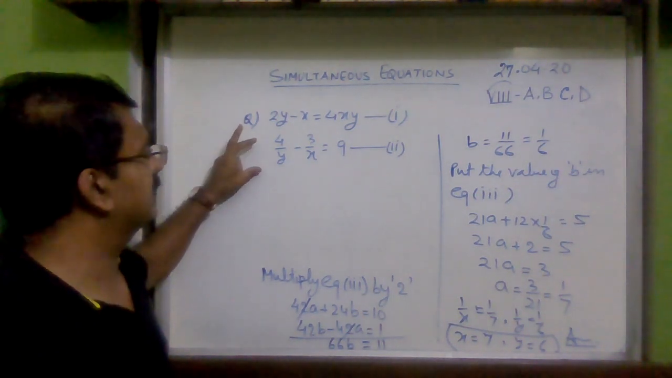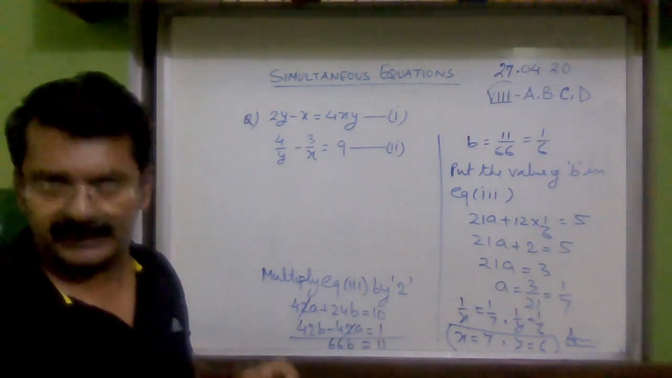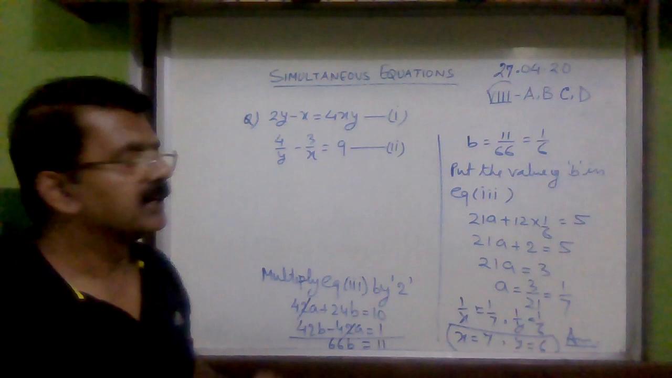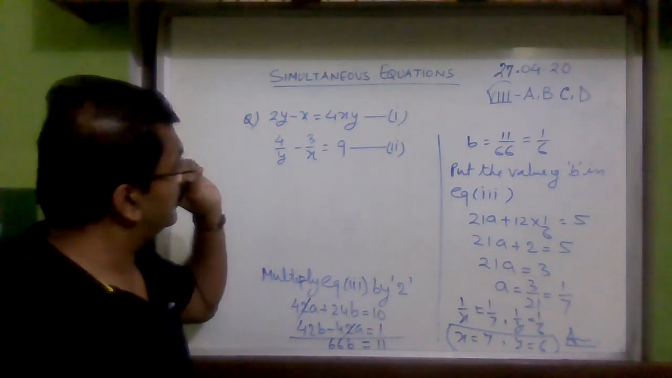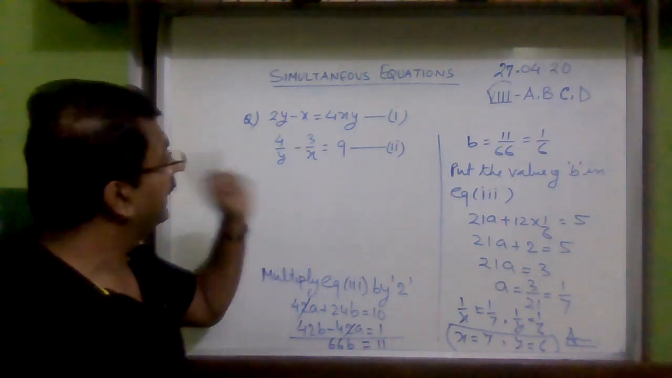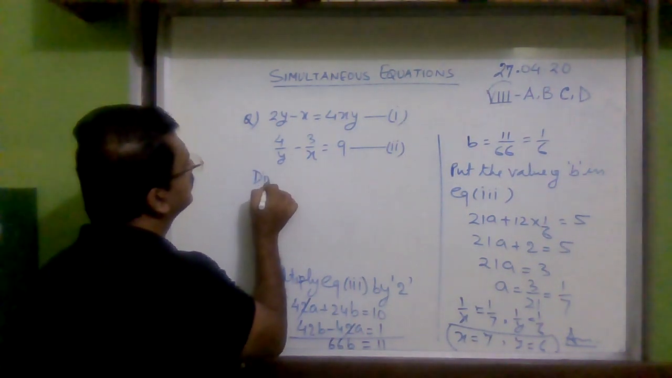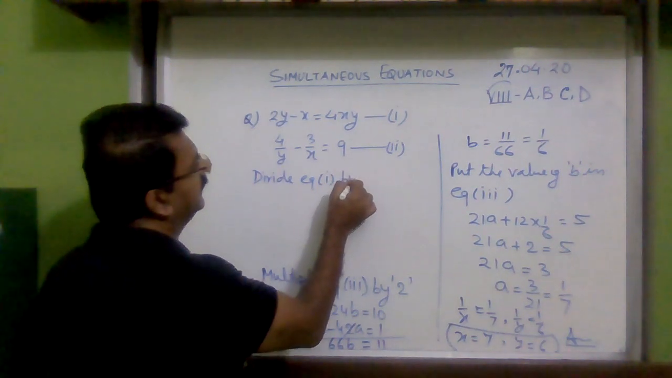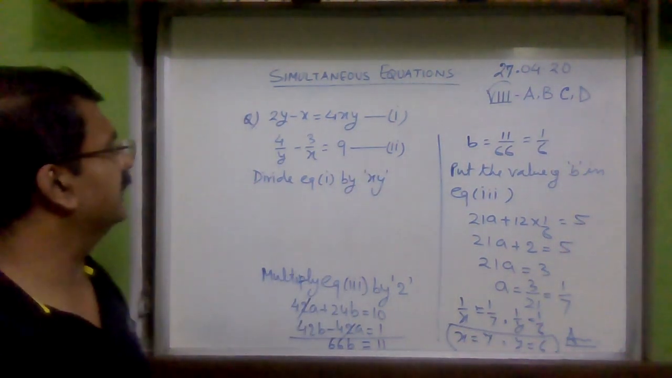The second equation is of the type that we have done in these previous questions in this lecture, but the first equation is slightly different, so we have to do some modifications in equation number 1. So pay attention and see what modifications I am going to do in equation number 1. So you write: divide equation 1 by xy.